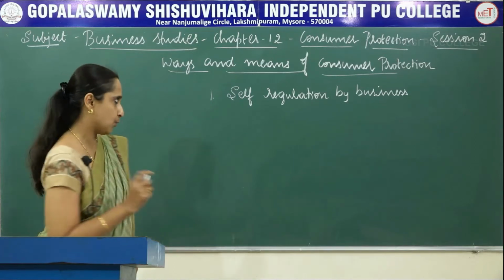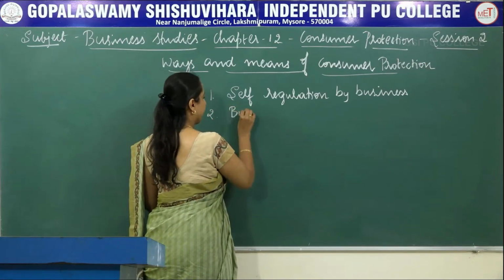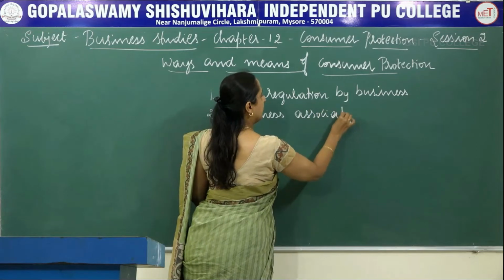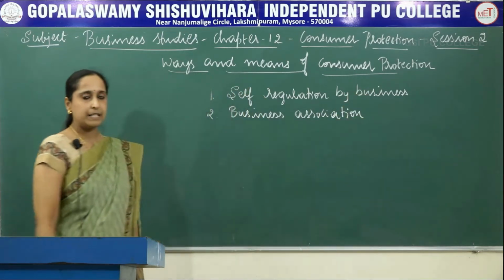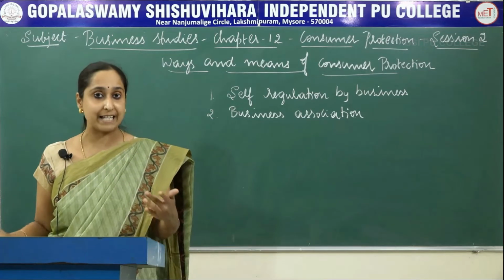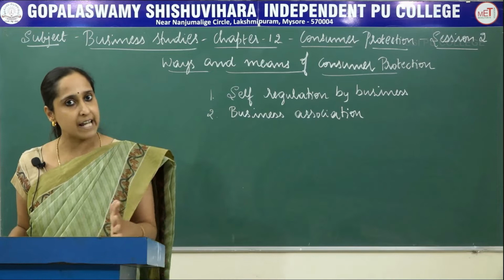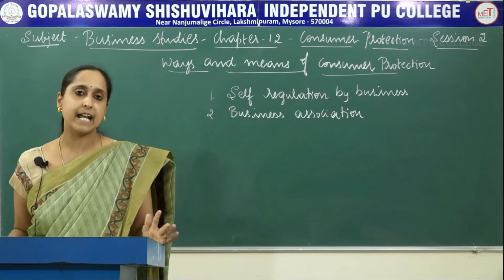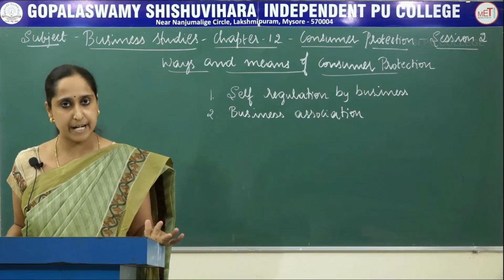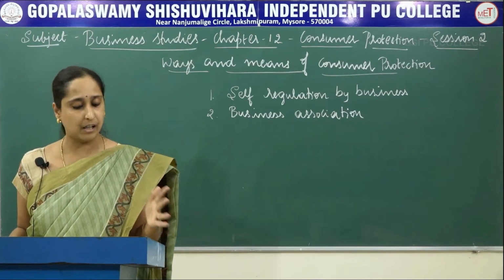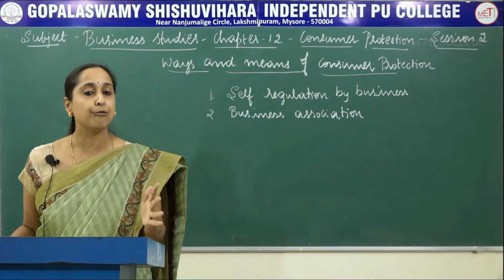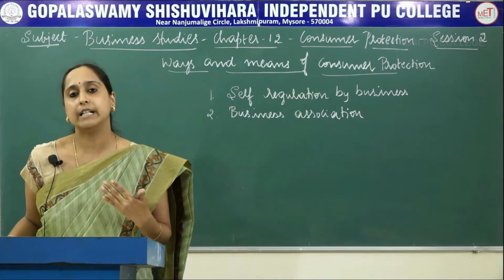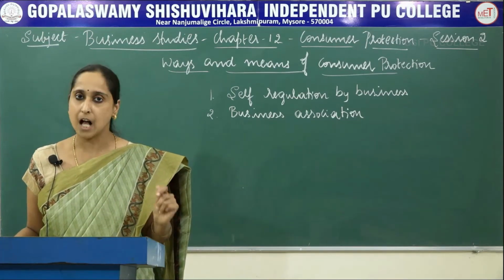Second one is business association. See, there are various business associations like FICCI and CII. FICCI means Federation of Indian Chamber of Commerce and Industry, and CII means Confederation of Indian Industries. So these are the various business associations. They have framed a set of code of conduct. Code of conduct means certain guidelines, rules and regulations for dealing with customers. So that is business association.